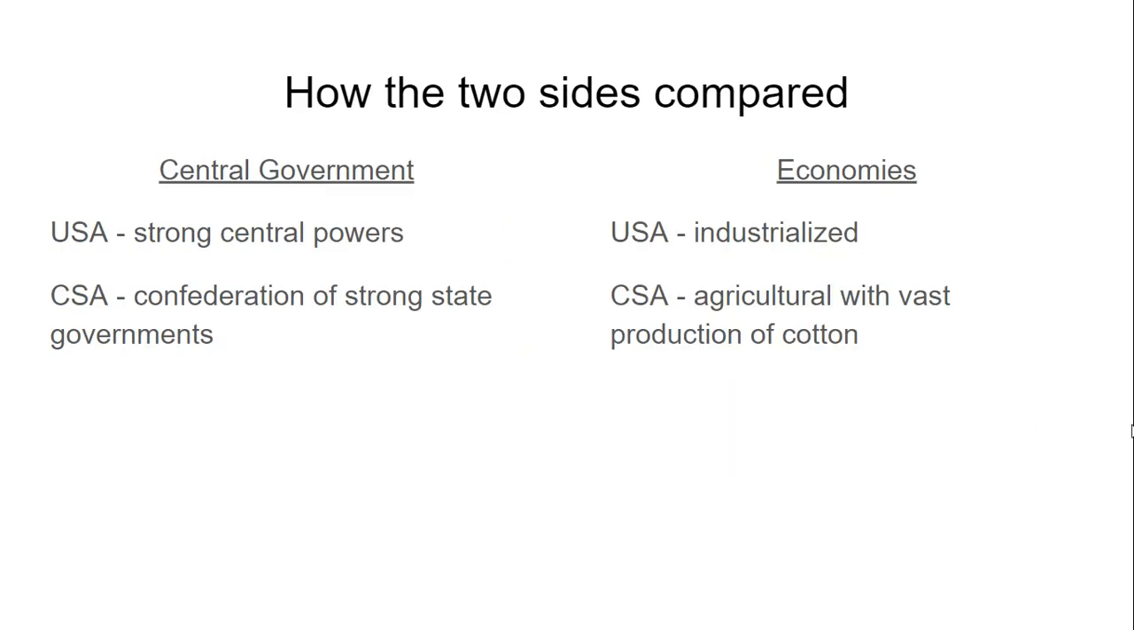Well, how did the two sides compare? As far as central governments were concerned, the United States had strong central powers. Lincoln had a lot of power to wield. He was in charge of the government that was fighting the war. On the other side, the Confederates, remember, had kept most of the power within their individual state governments.